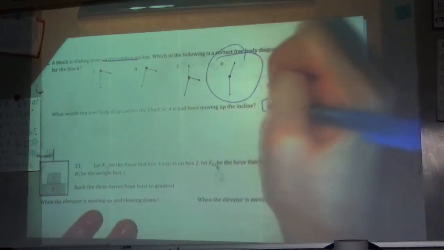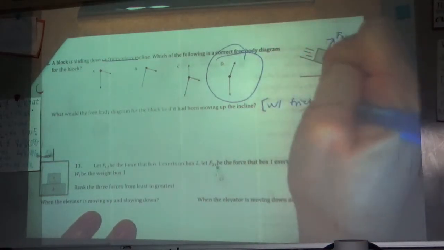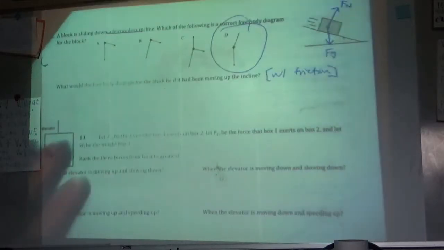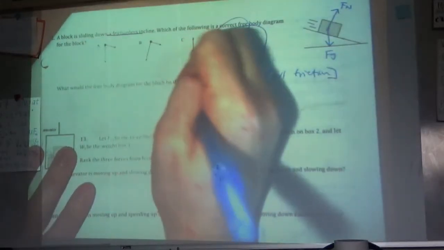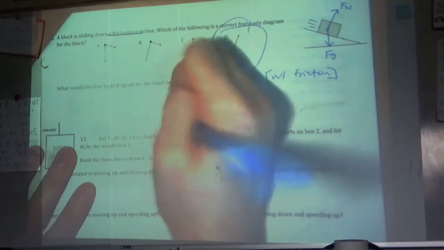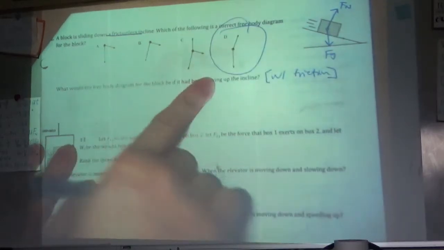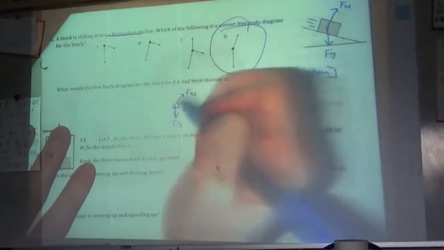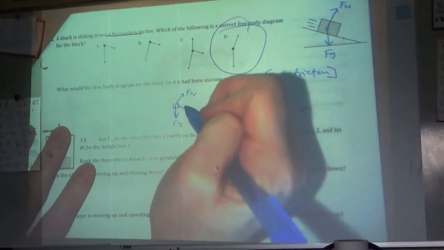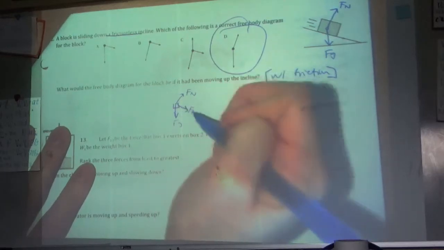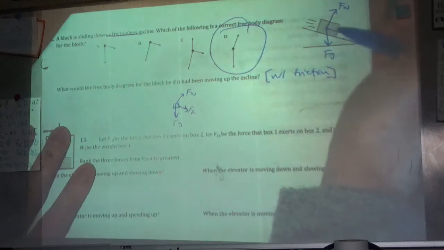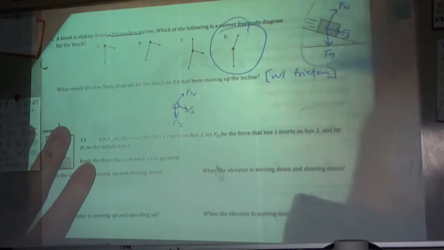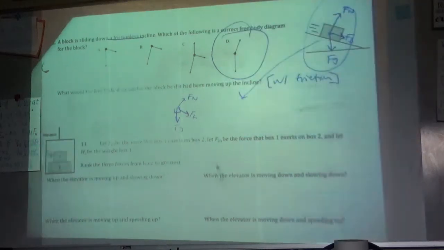And I meant to say with friction, so my bad. Hopefully I said that in class. Now it's going to be the same normal and the same gravity force straight down and at an angle. If it's moving upwards, then your force of friction would go opposite to the direction of motion. It would be down along this ramp. I'll draw it right here. It's probably easier to see. So this would be the answer for the next part.